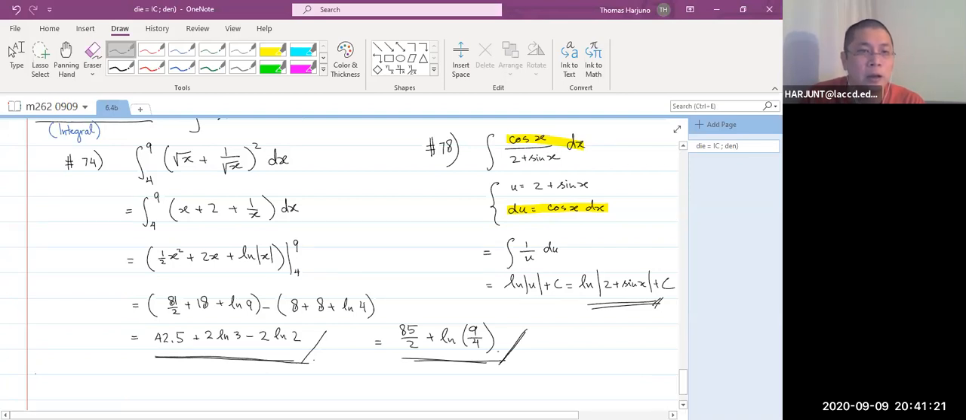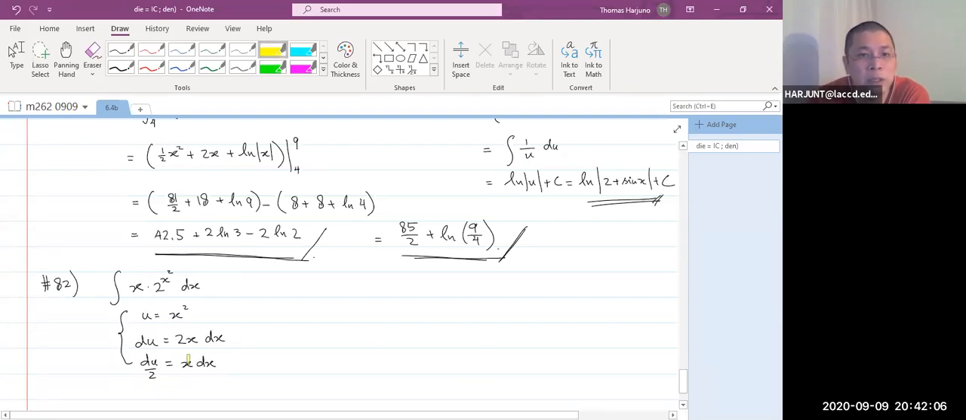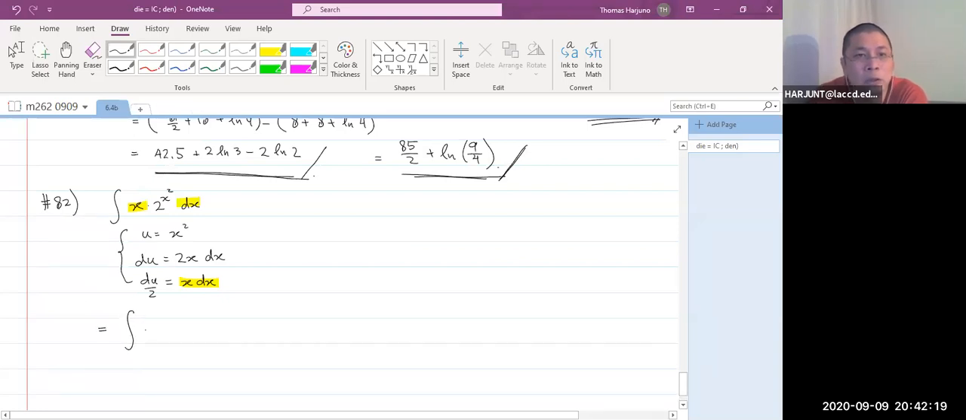That's for number 78. And then the last one, number 82, integral of x times 2 to the x squared dx. Substitution, u equals x squared, so du equals 2x dx, or x dx will be seen as du over 2. So the integral now becomes the integral of 2 to the u times du over 2.